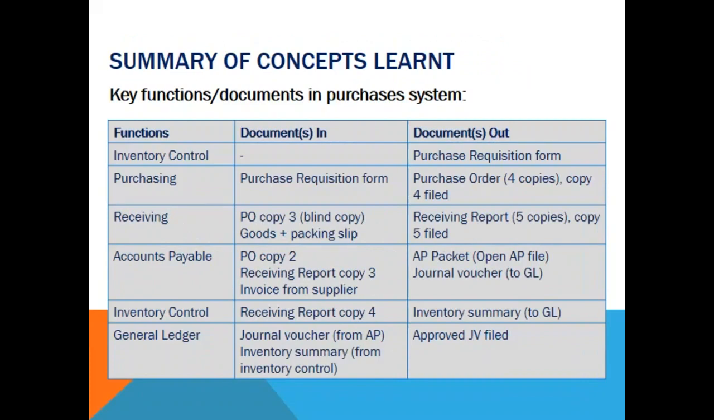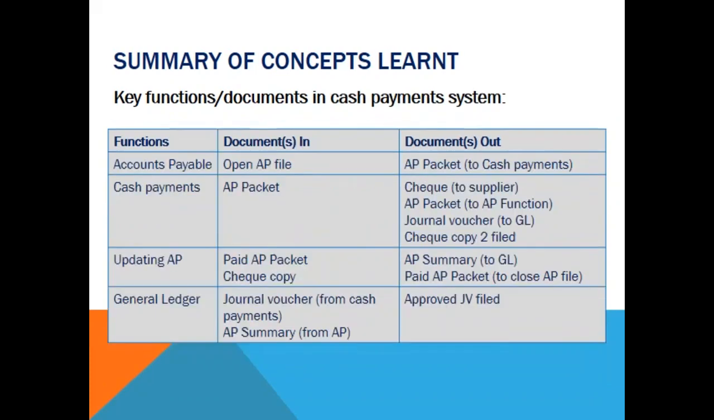You have just completed Lecture 4. Great job! Let's summarize the key functions and documents in the expenditure cycle by reviewing the functions and key documents that flow in and out of each of the functions. This slide summarizes the key functions and documents in the purchases system. This slide shows the key functions and documents in the cash payment system.